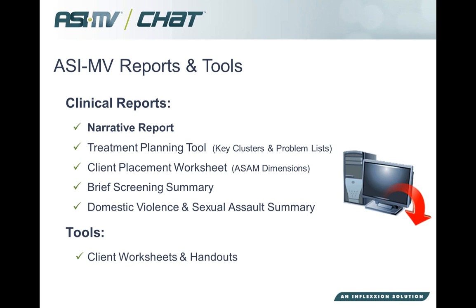The domestic violence and sexual assault summary was a report that the state of Oklahoma asked us to develop a number of years ago in order to help clinicians identify when there may be a need for someone to be referred for further evaluation as a possible victim of domestic violence or sexual assault.